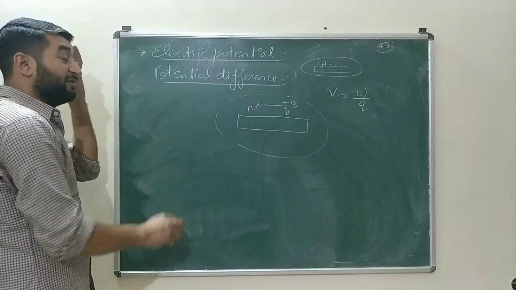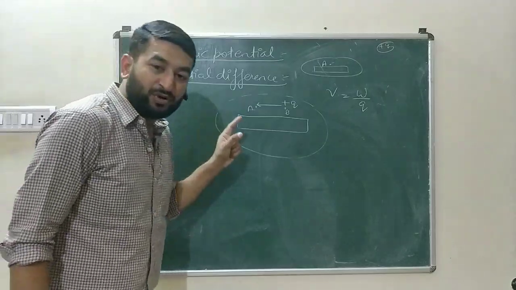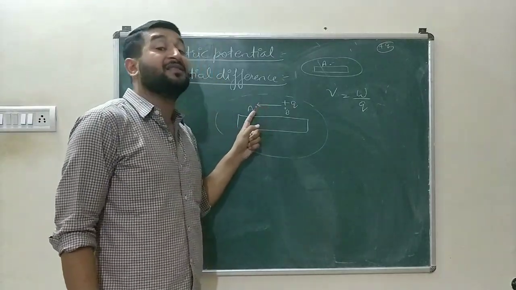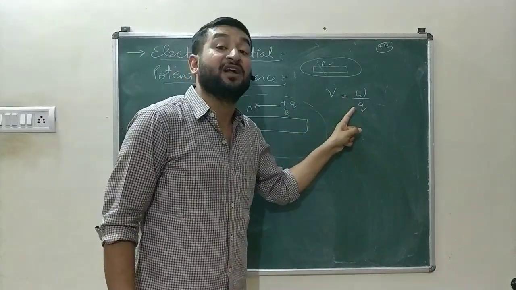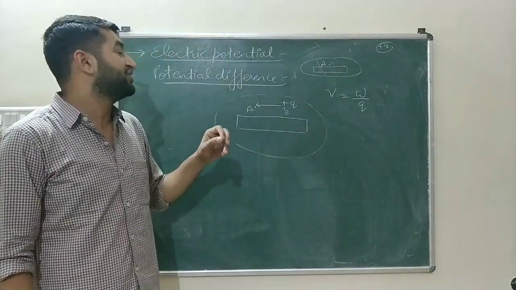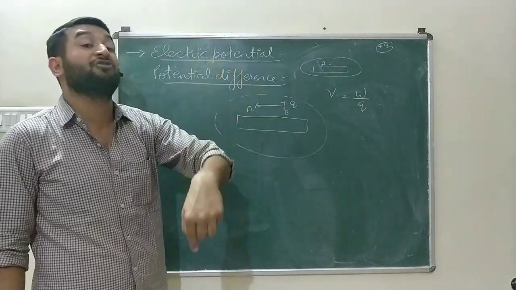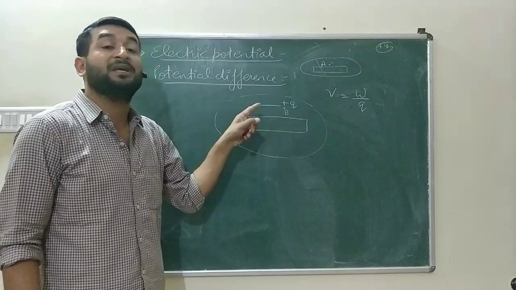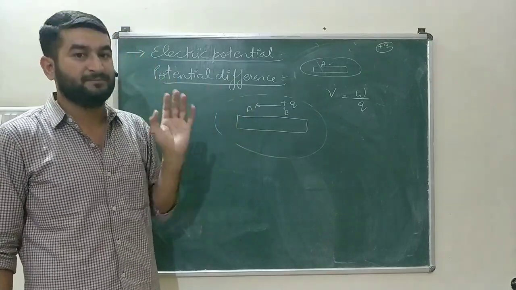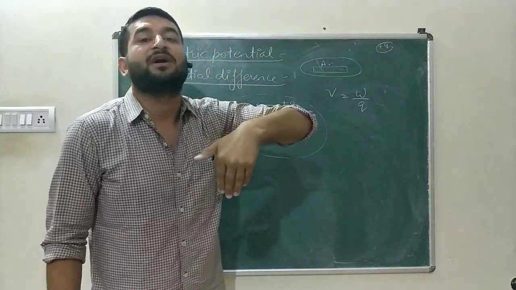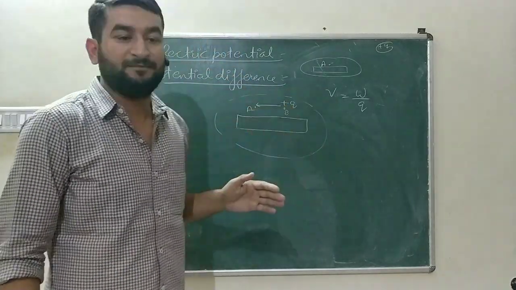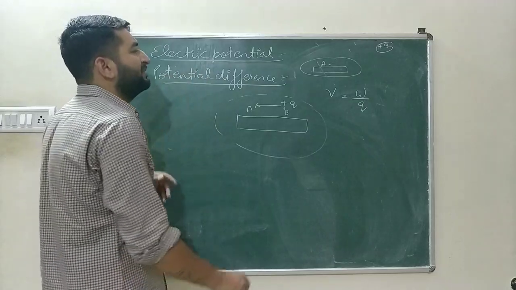So what is the definition of potential difference? The potential difference at a point in the electric field is the work done per unit charge when you bring that charge from one point in the electric field to another in the same electric field. Whereas in the earlier case it was from infinity to a point in the electric field. Rest all things are the same.